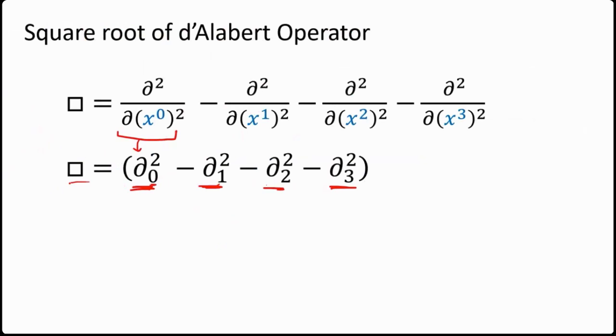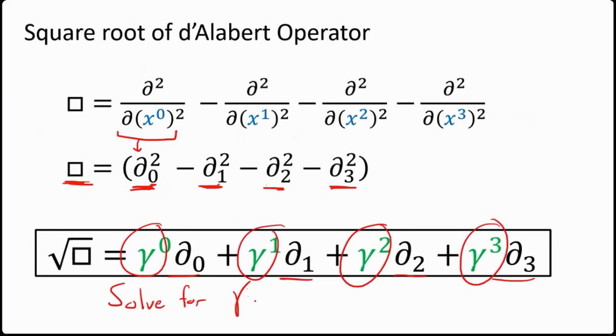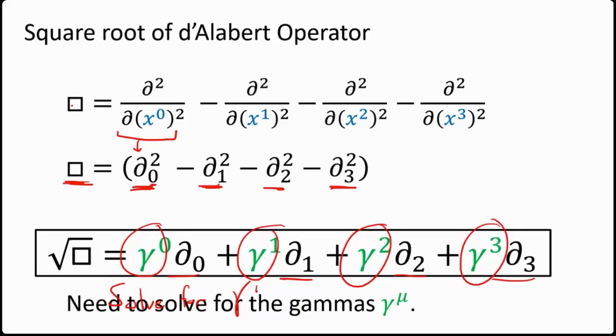And basically, we want to take the square root of both sides. To do that, we're going to assume it's a linear combination of these derivative operators with some gamma coefficients, gamma 0, 1, 2, 3. And we basically need to solve for the gammas. And that's going to lead to the Dirac equation. So we need to figure out what the gammas should be.